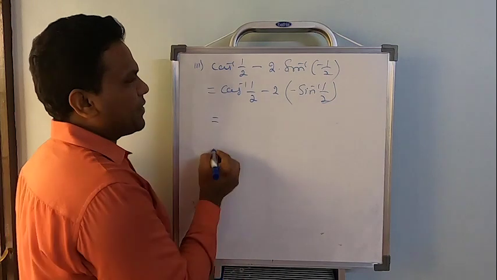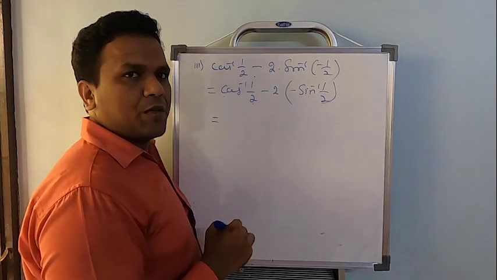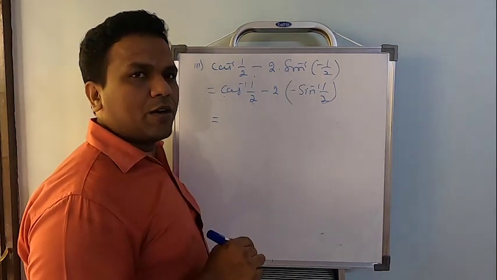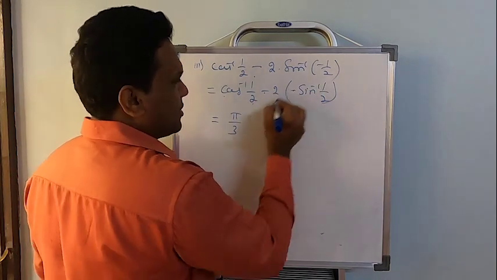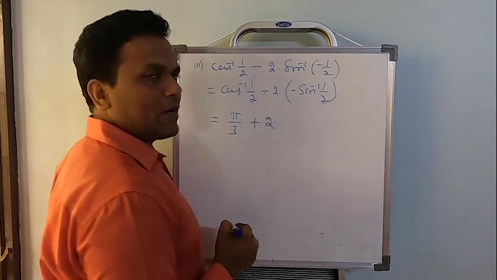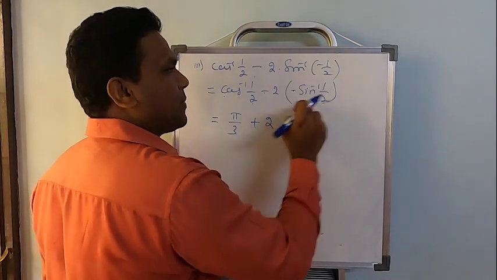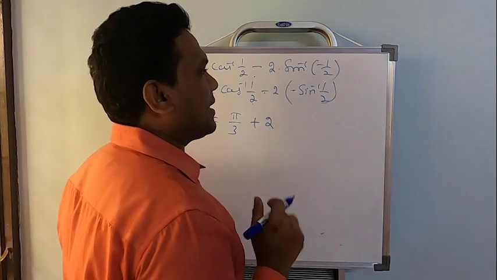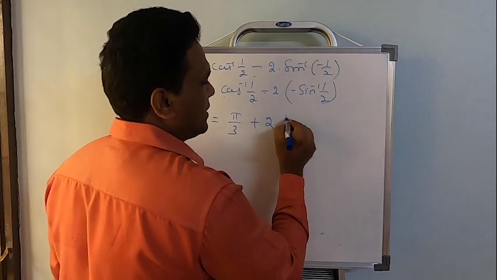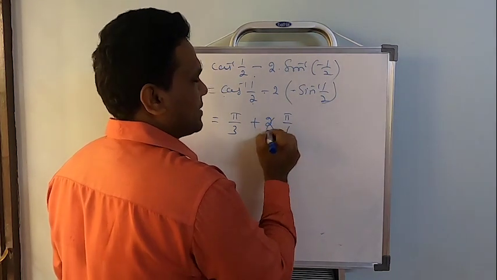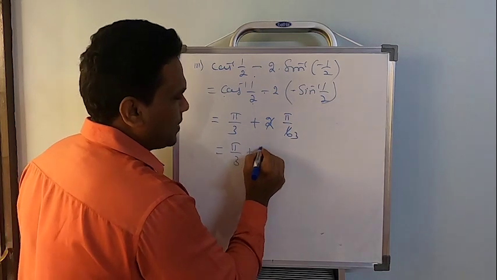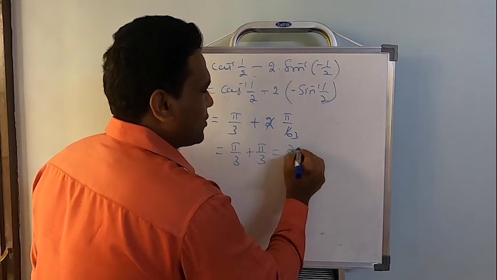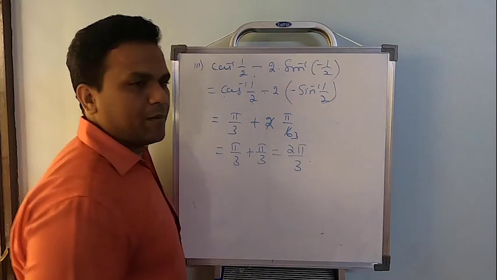So let's go for the simplification. Cos inverse 1 by 2: in the cos table we will get 1 by 2 for 60 degrees. In radians it's going to be pi by 3. Minus into minus will be plus. Write down 2 as it is. Sin inverse 1 by 2: in the sine table we will get the value of 1 by 2 for 30 degrees, so pi by 6. Simplify this. It's going to be pi by 3 plus pi by 3, so the value is simply going to be 2 pi by 3.